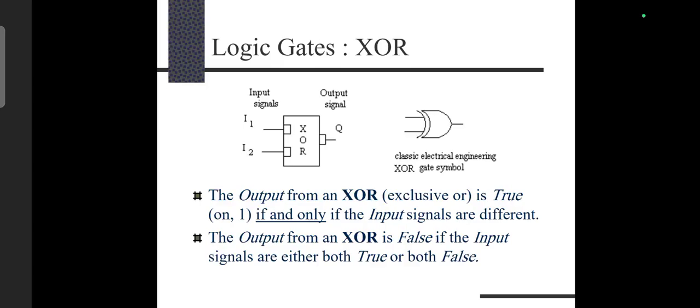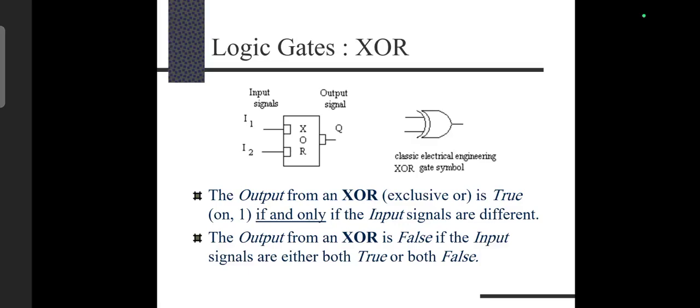Next we will see about the XOR gate. Here we can see the block level representation on the left-hand side and the classical electrical engineering XOR gate symbol on the right-hand side. Similar to AND and OR gates, the XOR gate also accepts a minimum of 2 input signals and a maximum of n input signals. The input signals are represented as capital I1, capital I2. The output signal is represented as capital Q.